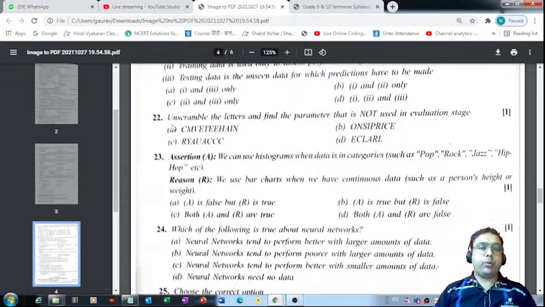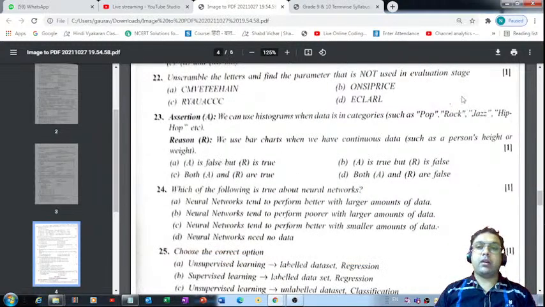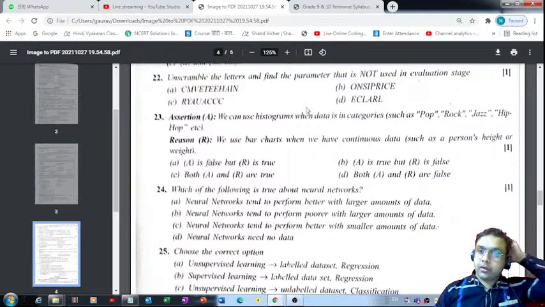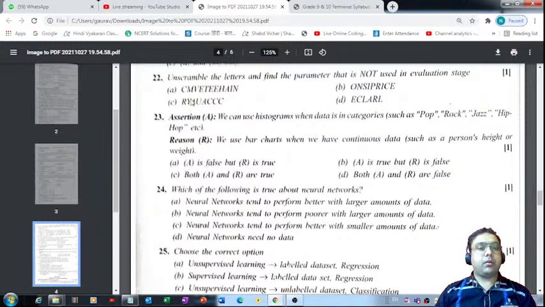Question number 22 is: unscramble the letters and find the parameter that is not used in evaluation parameters. So I'm going to tell you the answer directly. You have to check your CBSE facilitator's handbook and tell me why I'm saying that option A is the correct answer of this question number 22. Just check your facilitator's handbook and you will come to know about it. Over there you'll find a diagram in which you will see all the stages of evaluation, all the parts of the evaluation stage. So from there you can find out the answer, but for your convenience, let me help you with the answer. It's part A, the correct answer of question number 22.